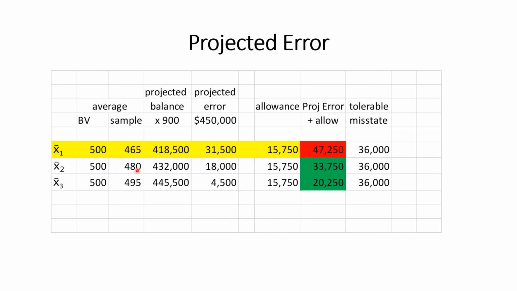What if our sample result average was 480, projected balance of 432, then we'd have a projected error of 18,000. 450 minus 432 would be 18, plus my allowance, 30. Oh, that's less than 36. I'm happy. Okay. What if my sample result was 495? I multiply that by 900, and my projected balance would be 445,500. 450 minus 445 gives me a projected error of 4,500 plus the allowance 20,250. That's less than 36,000. I'm happy.